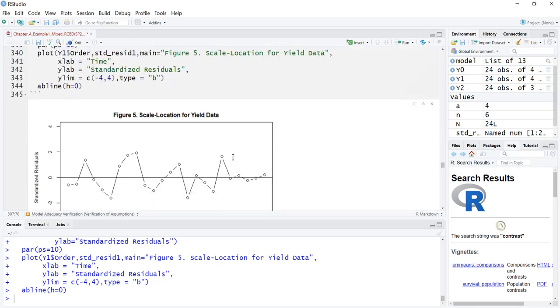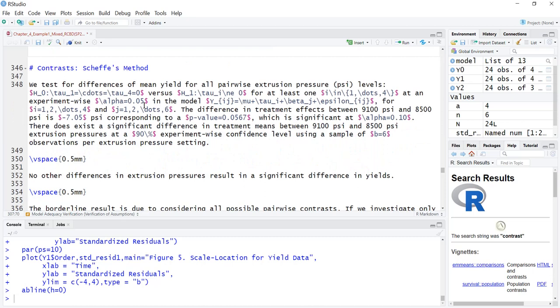Okay. So then we come down to contrast. The first method is Scheffé's method that I'm going to cover. Then I'm going to cover Tukey's and then the Bonferroni and LSD. I'm going to make this a lot less complicated than I did in chapter 3.